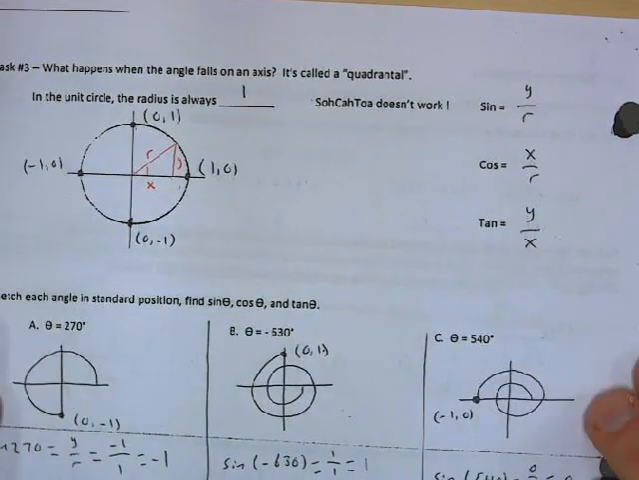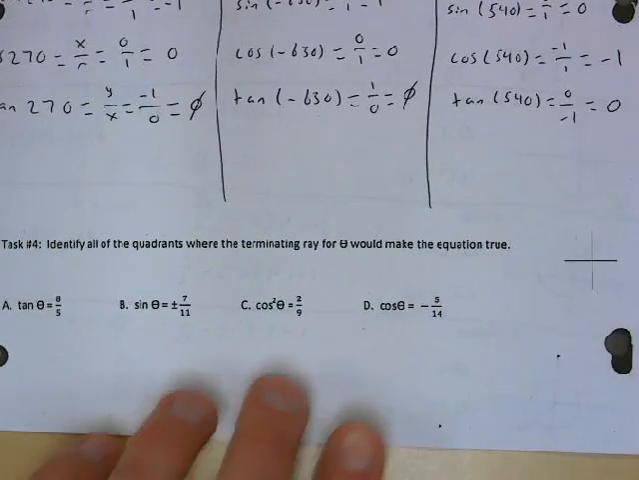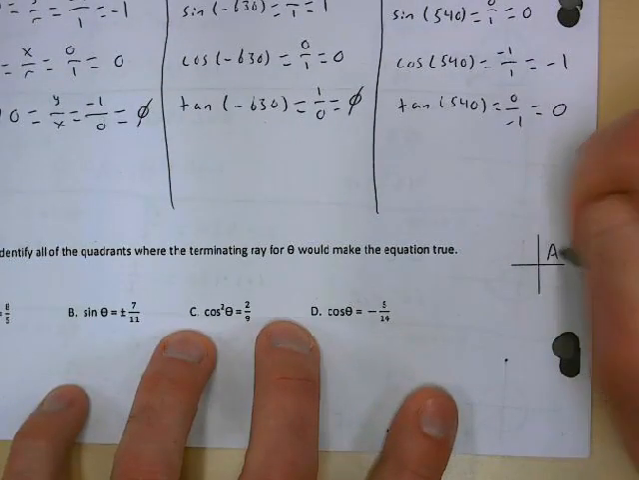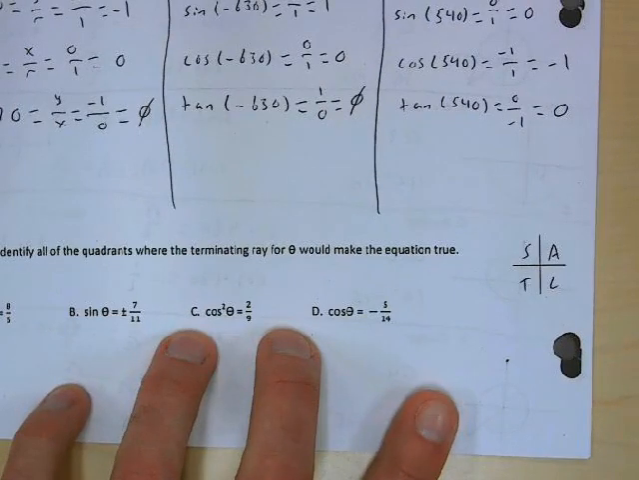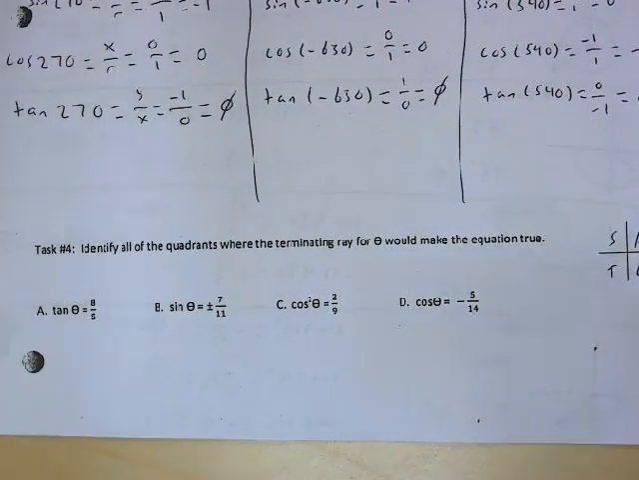All right, almost done. Last part at the bottom, and just so we don't have to flip to the other page, we got a little axis over here, so another little cheat sheet. So remember, all students take calculus, or all students text in class. So we can use that to help us answer these next questions. So here, we don't have to solve anything. They just want us to identify all the quadrants where the terminating ray would make the equation true.